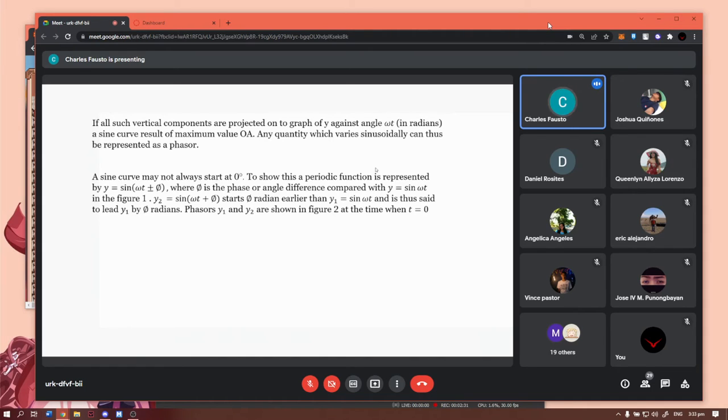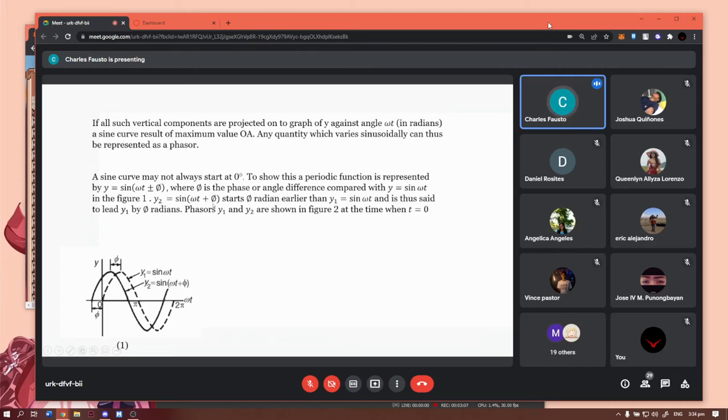To show this, a periodic function is represented by y is equal to sine quantity omega t plus or minus p. So where p is the phase or angle difference compared with y is equal to sine omega t. So in figure 1, ayan, makikita natin yung figure 1. Yung y sub 2 is equal to sine quantity omega t. No? Ayan. Kita naman natin to, no?